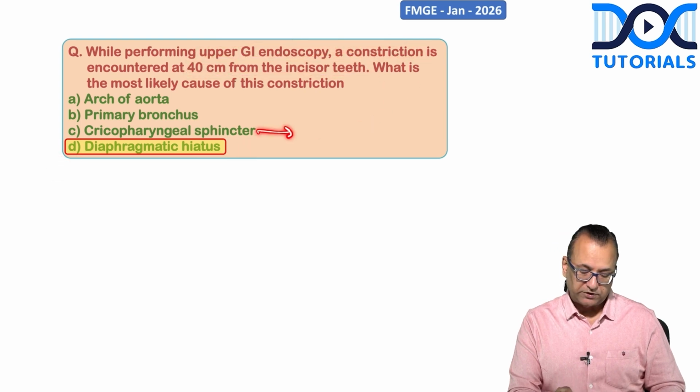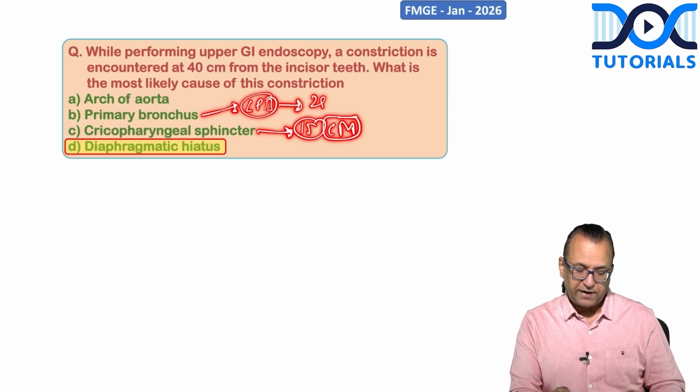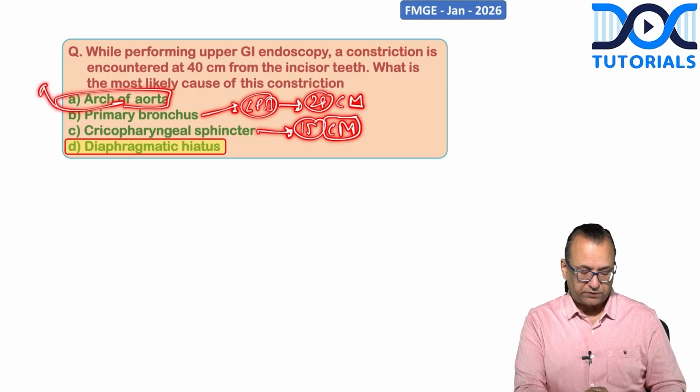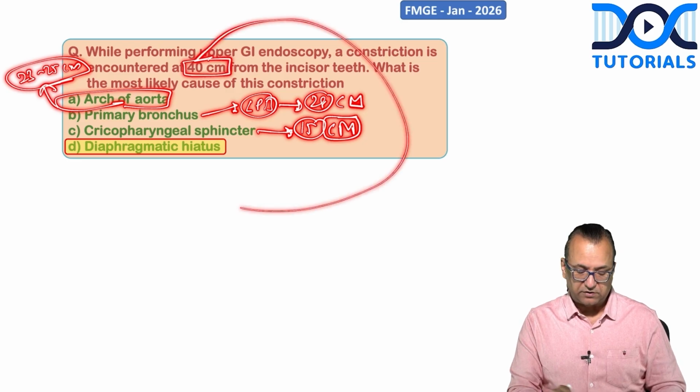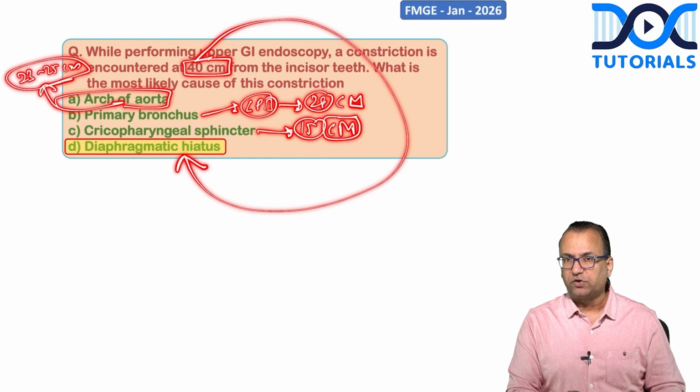What about cricopharyngeus? It was just the beginning of esophagus, the narrowest lumen, 15 cm from upper incisor. What about left principal bronchus? Left principal bronchus was actually 28 cm from upper incisor. What about the arch of aorta? Arch of aorta is 23 to 25 cm from upper incisor, but it is asking 40 cm. Hence, the answer should remain esophageal opening, diaphragmatic hiatus, or choice number D.